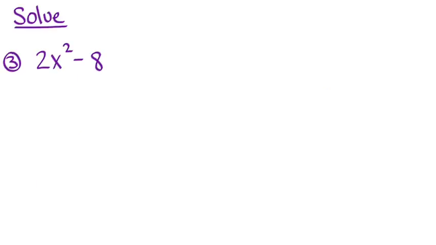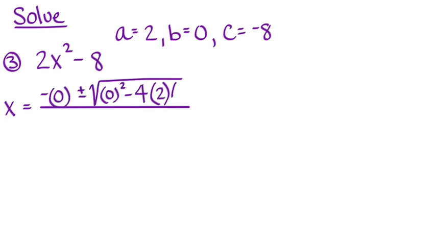What happens if I have something like this? Well, that's okay. The b value is 0. Totally fine. And the c value is still negative 8, right? So we'll get negative 0 plus or minus 0 squared minus 4 times 2 times negative 8 all over 2 times 2.